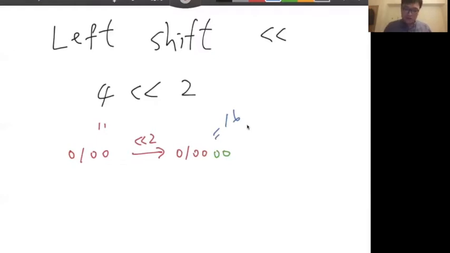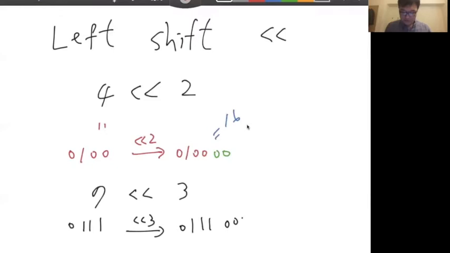So let's try another number, 7. Seven shift three. Seven means 0111. Shift by three, you will get 0111000. And actually, what's the number of this?